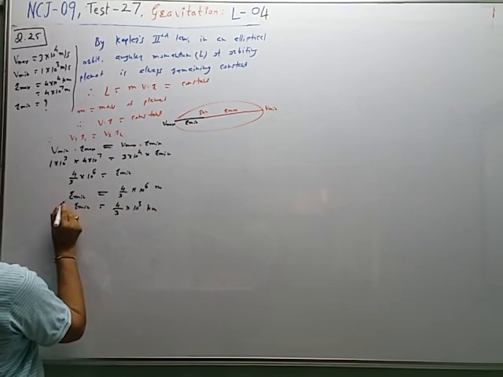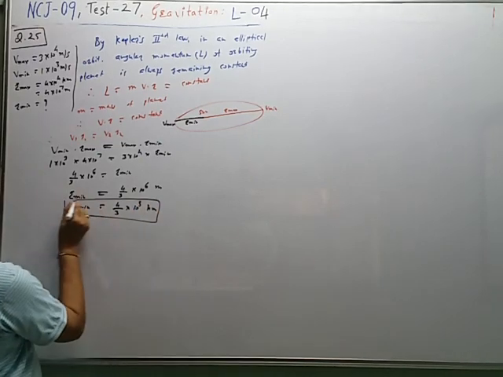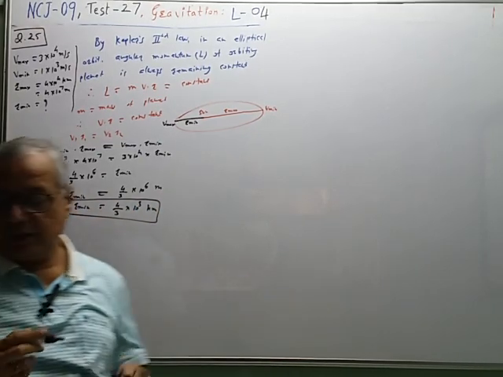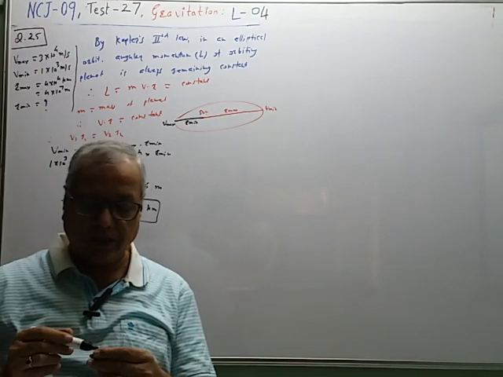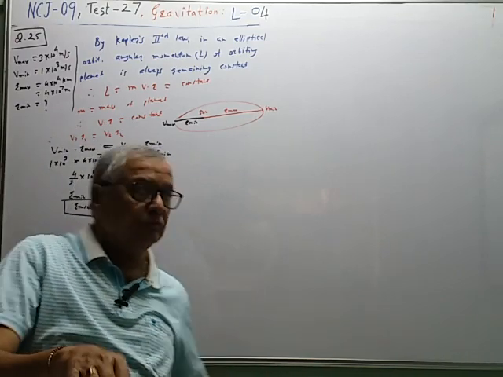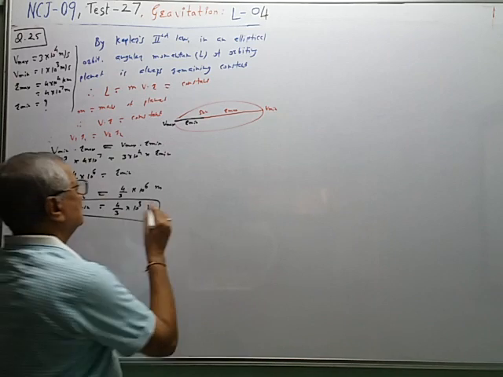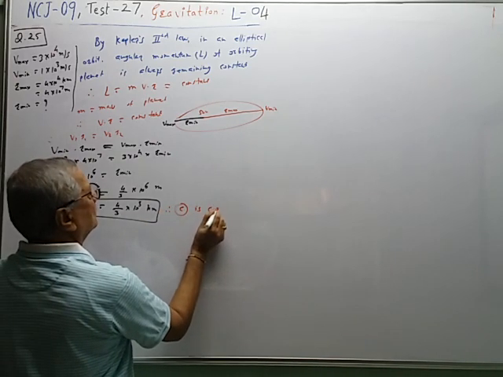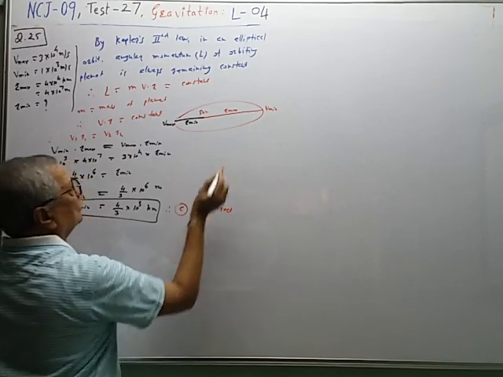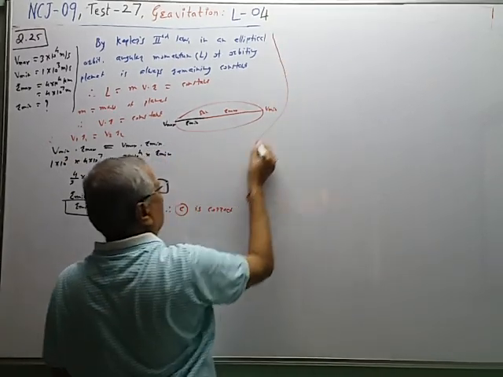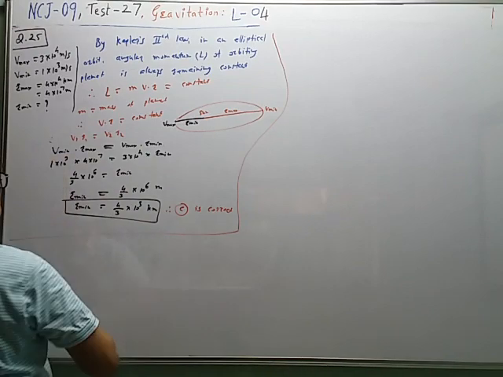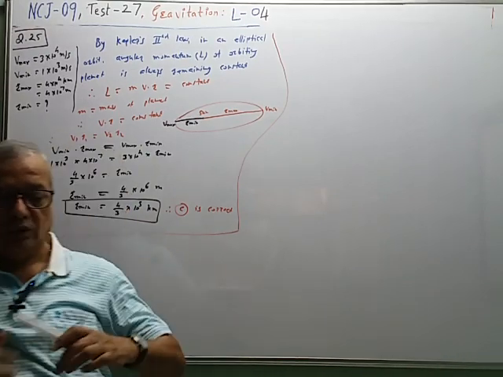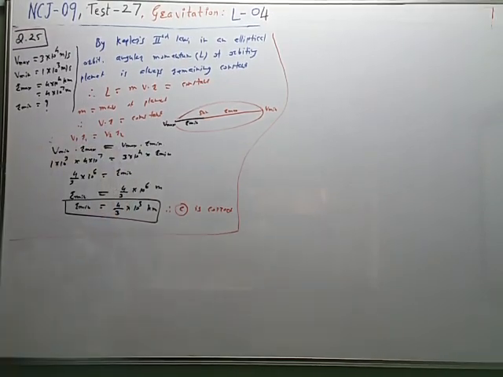So velocity is maximum at minimum distance from the sun, which is equal to 4 by 3 into 10 raised to 3. So correct answer is C. The C is correct. So angular momentum remains constant because aerial velocity remains constant. This is one problem we have taken.